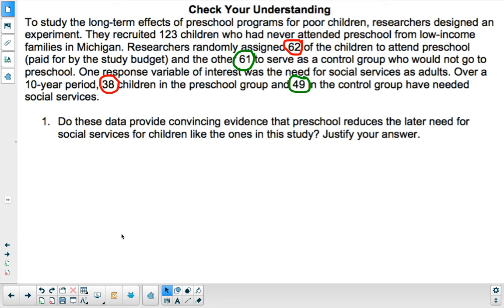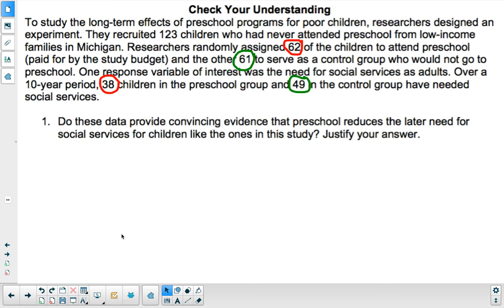To study the long-term effects of preschool programs for poor children, researchers designed an experiment. They recruited 123 children who had never attended preschool from low-income families in Michigan. Researchers randomly assigned 62 of the children to attend preschool, paid for by the study budget, and the other 61 to serve as a control group who would not go to preschool.